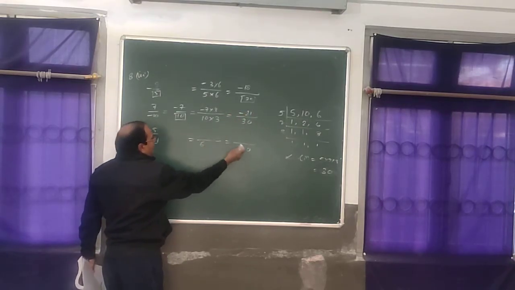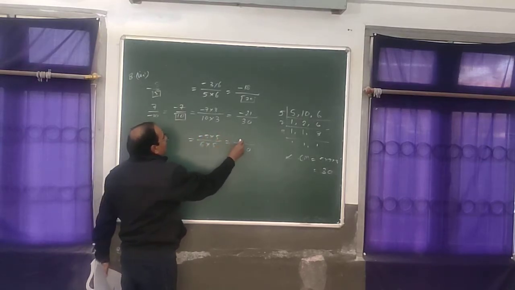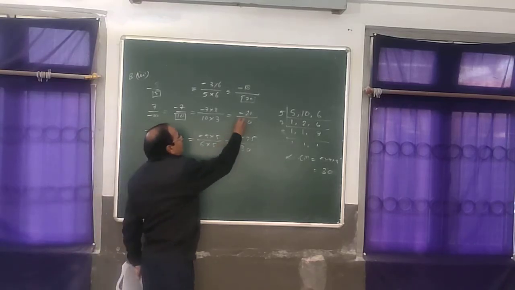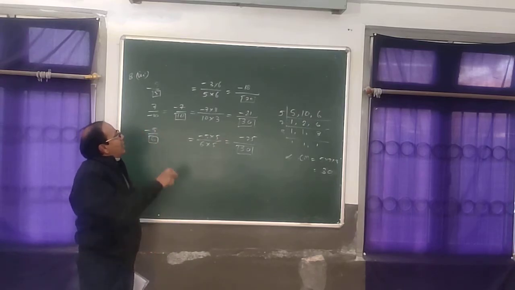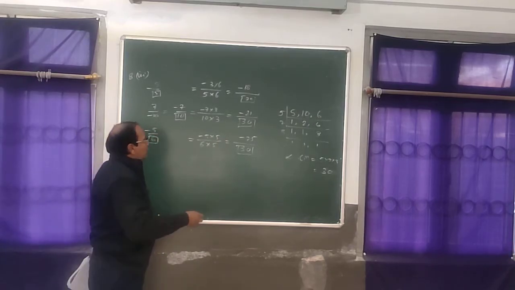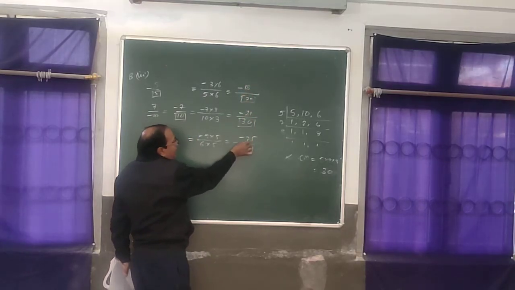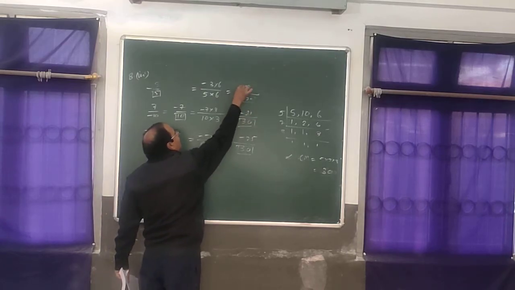6. How to make 6 as 30? 6 into 5. So minus 5 into 5. So it is minus 25. Now everywhere the denominators are same. Now look at, the numbers are with negative. So now we have to take care of the negative. Minus 25 is lesser than minus 21. Minus 21 is lesser than minus 18.